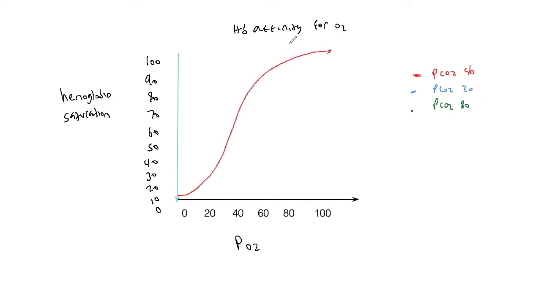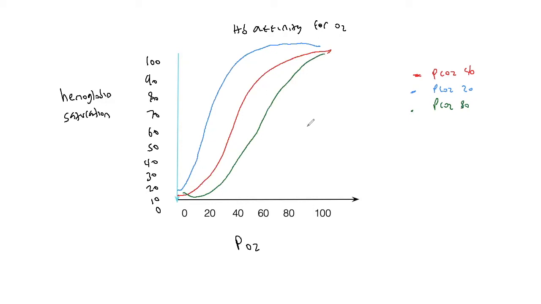Now, when the partial pressure of CO2 in the blood is lower, the curve is going to shift to the left, and oxygen is going to be more likely to stay bound to hemoglobin. However, when the partial pressure of CO2 in the blood increases, that means that oxygen is more likely to disassociate from hemoglobin and go toward the cells.